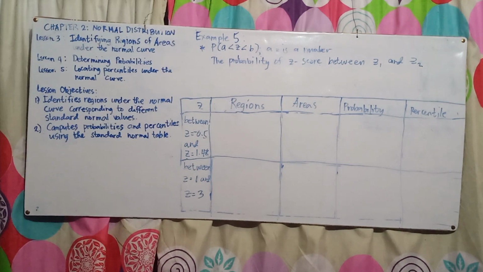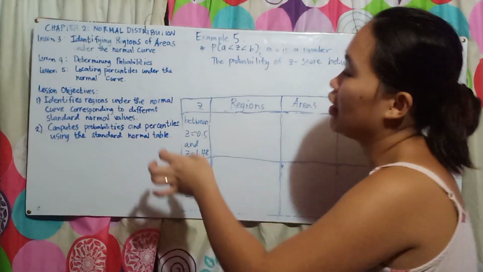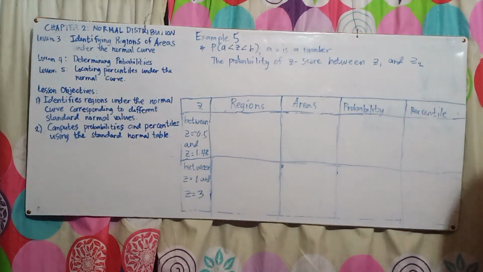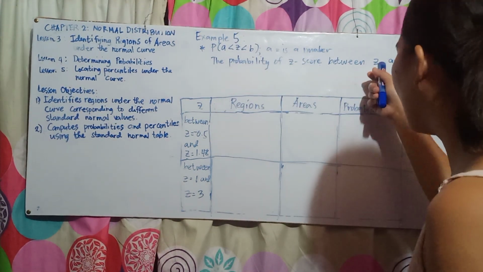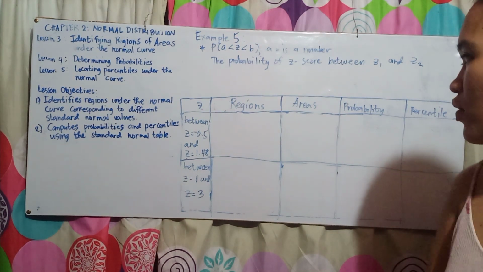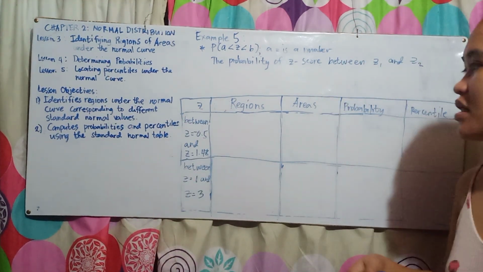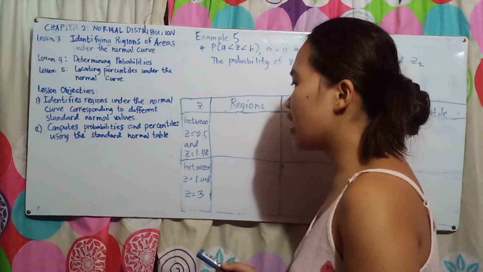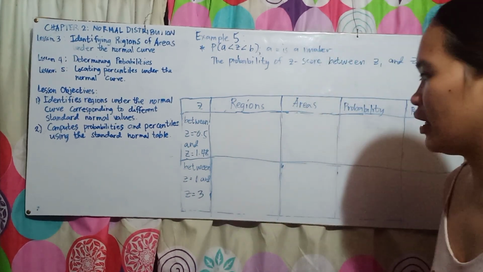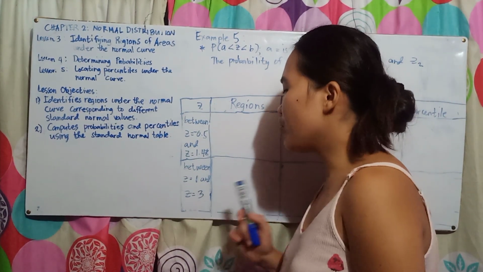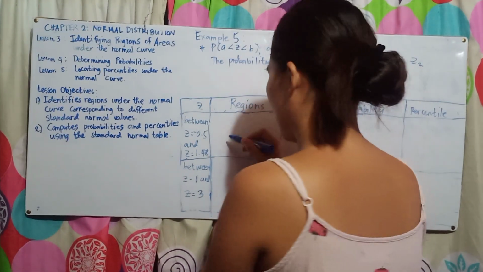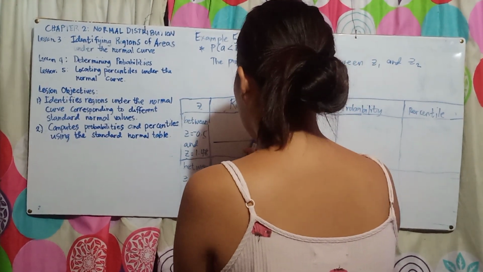So, example 5, ito yung notation niya. The probability of z-score between a and b. So, the probability of z-score between z1 and z2. So, yung given na z-score, we have two examples. So, first is between z equals negative 0.5 and z equals 1.48. And next is between z equals 1 and z equals 3. So, first is the given regions. So, i-illustrate natin ang regions.